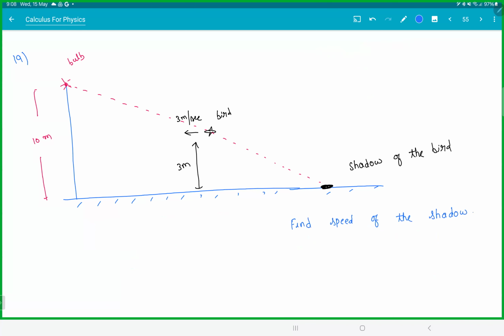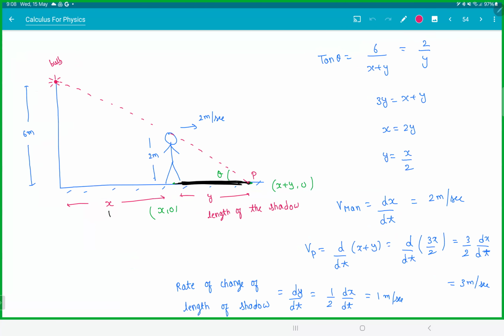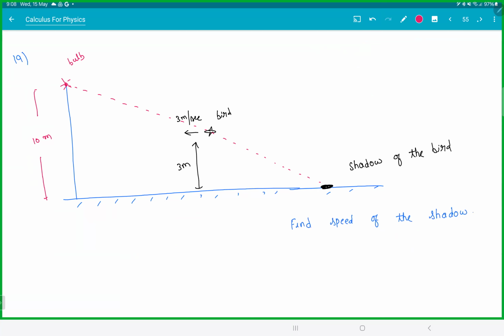If you actually see this question in the previous one, there is no difference. This point P is the shadow of the head. So basically the head is the bird. You're getting it? So it was the same question. I just said bird and all to confuse you. So height of this bird is the height of the man. Bird is nothing but the head of the man. It is the same question. There is nothing changed except for that.